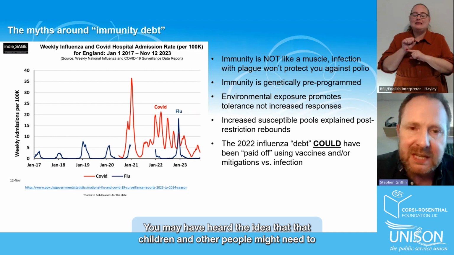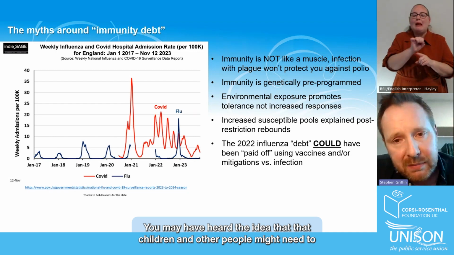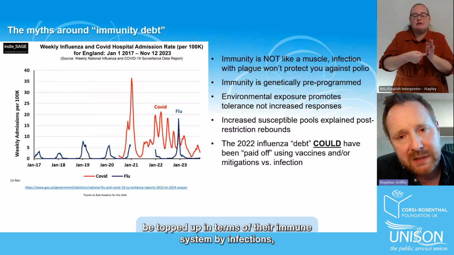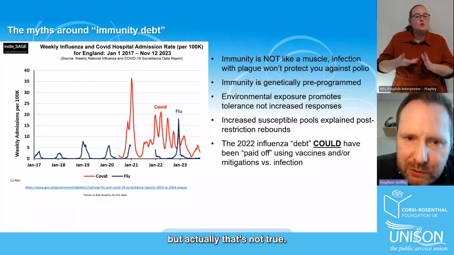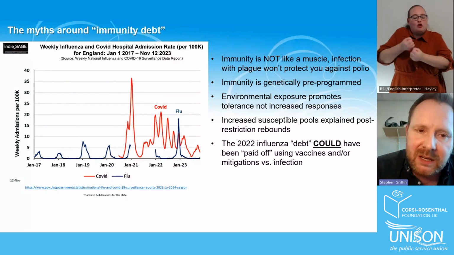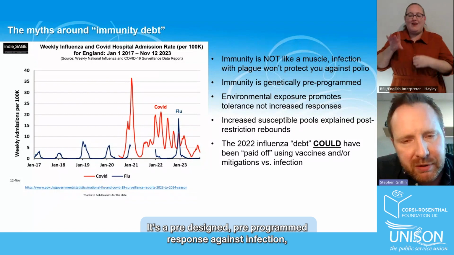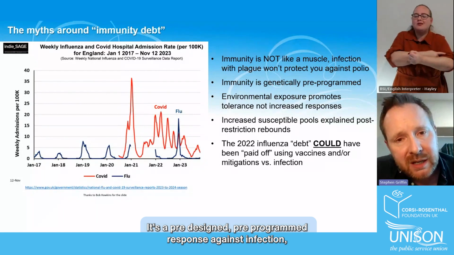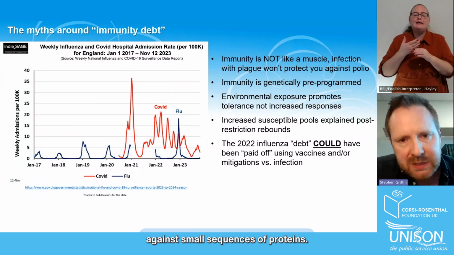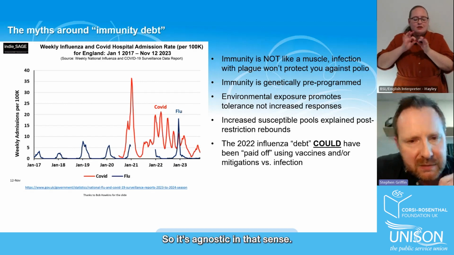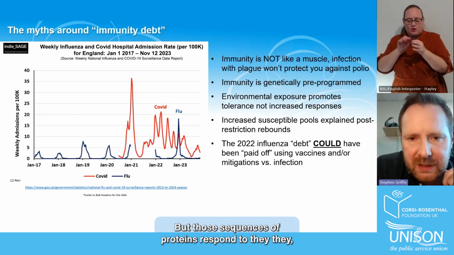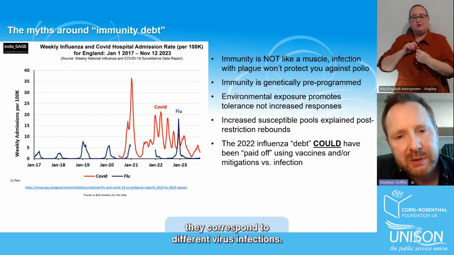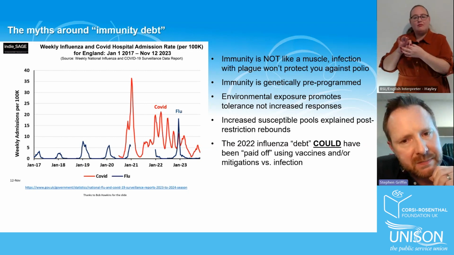You may have heard the idea that children and other people might need to be topped up in terms of their immune system by infections, but actually that's not true. Your immune system is not a muscle. It's a pre-designed, pre-programmed response against infection, against small sequences of proteins. So it's agnostic in that sense, but those sequences of proteins correspond to different virus infections.